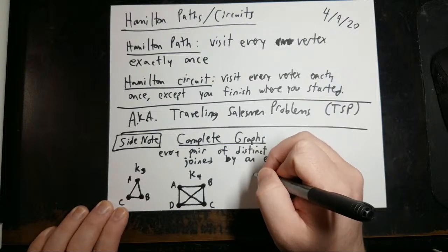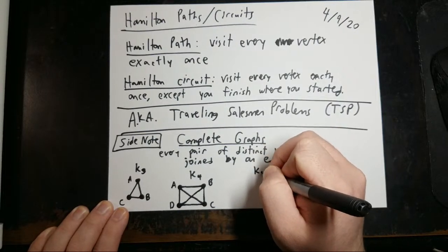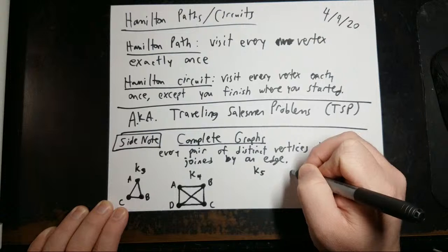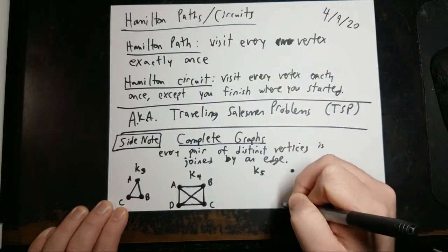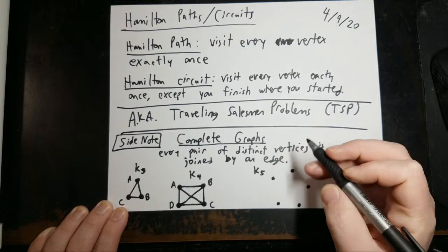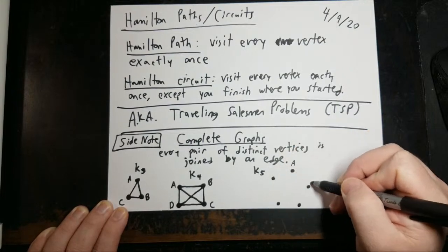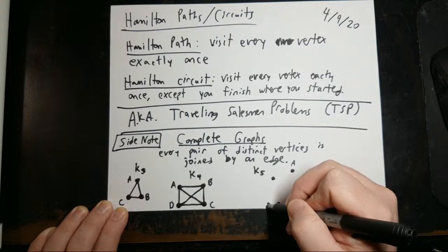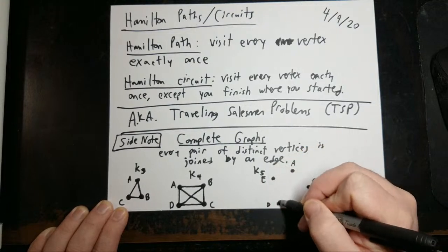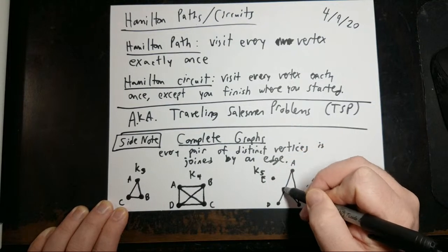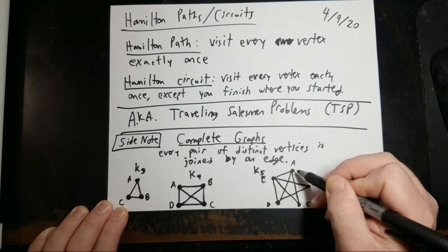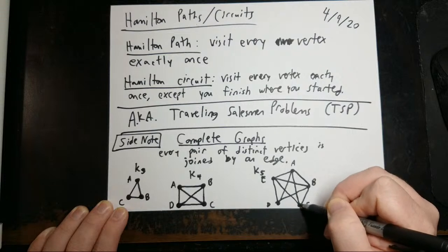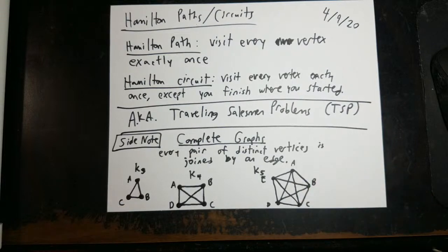You could even do, and this is probably the one that a lot of people are familiar with drawing. Make sure I just put these vertices in the correct location. This is a K sub 5 complete graph where you could have A, B, C, D, and E. That's a K sub 5 complete graph.